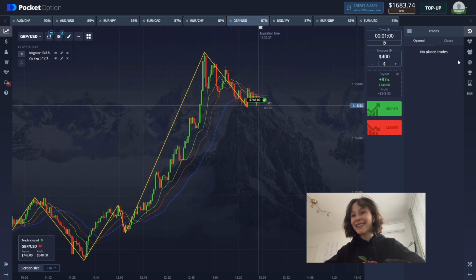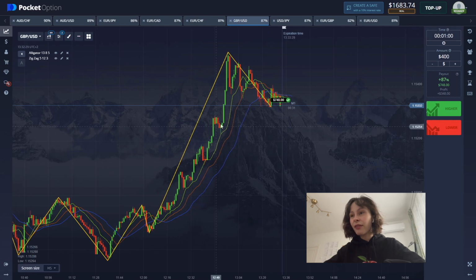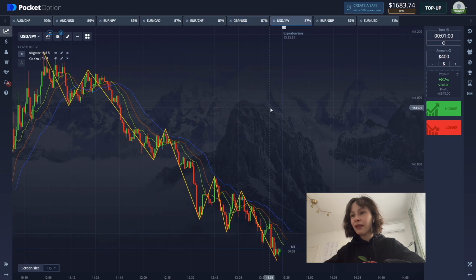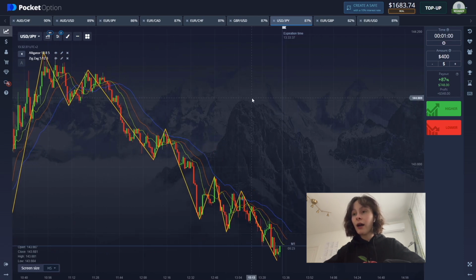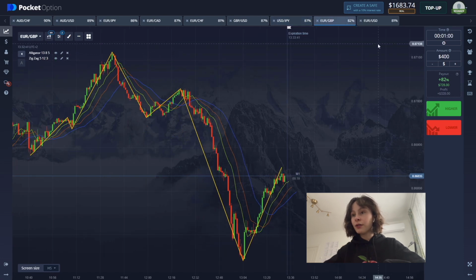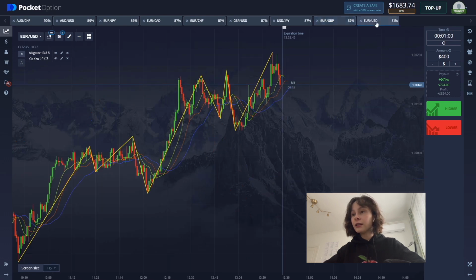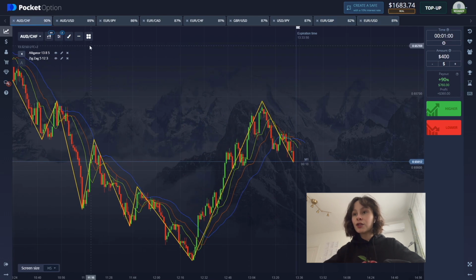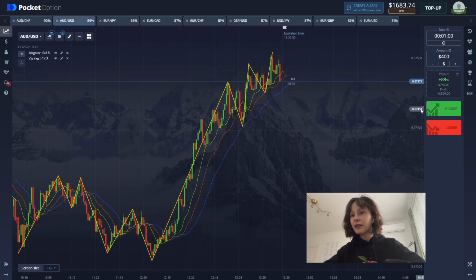And yes, guys, the deal is closed and we have $1,683 on the account. We already earned $2,000, and let's not stop right now. We will open a deal to purchase according to the trend, and let's continue our analytics. We are going to change the currency pair for the most profitable entry point into the deals. So guys, let's choose the best percentage.